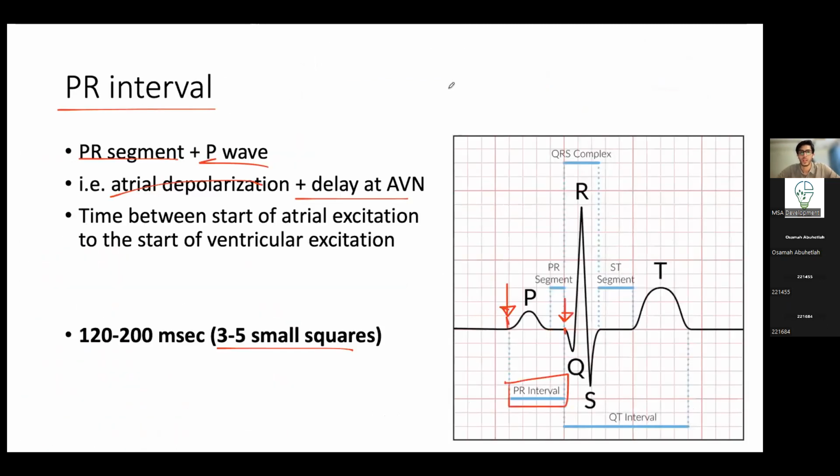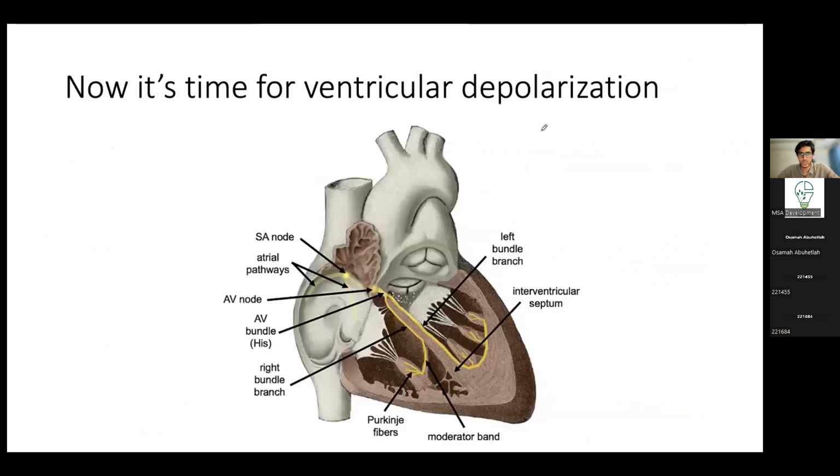Okay, very good. So we talked about the P wave, the PR segment, and the PR interval. Now we're going to move on to ventricular depolarization, right? So just to review what happens, we depolarized the atria, we had the delay at the AV node, and now the AV node is going to transmit the signal to the bundle of His, which will transmit the signals to the bundle branches, which will then go towards the Purkinje fibers and then finally towards the ventricles, right? But just remember that before we go to the ventricles, we have to pass through this structure right here. What is this structure in the middle? Put your anatomy hats on.